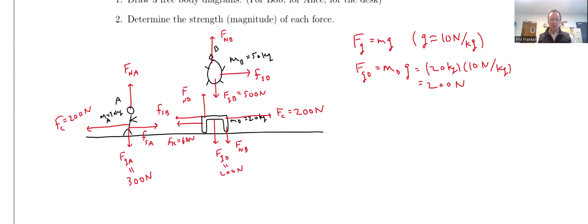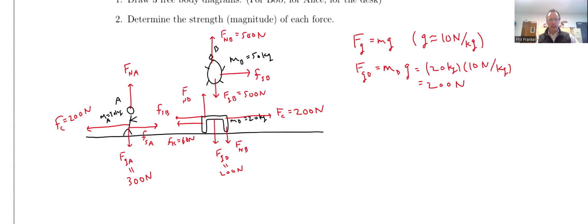Next, we can look at the normal forces. Bob doesn't accelerate up or down. Bob's velocity in the y direction, like every object's velocity in the y direction in this problem, is 0 and it remains 0. So there's no acceleration in the y direction for any object here, and so there's no net force in the y direction on any object. Therefore, if a 500 Newton gravitational force pulls Bob down, a 500 Newton normal force must push Bob up.